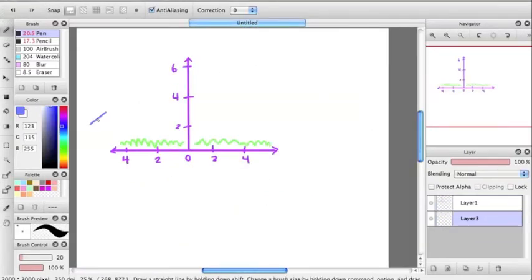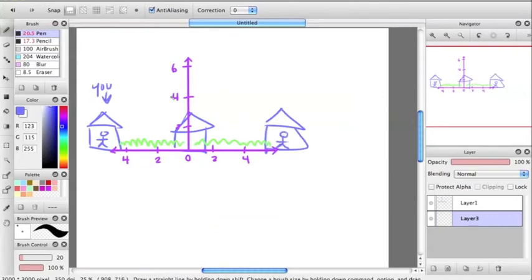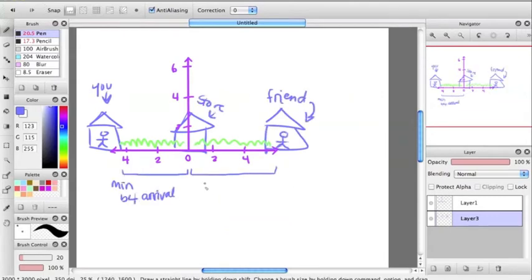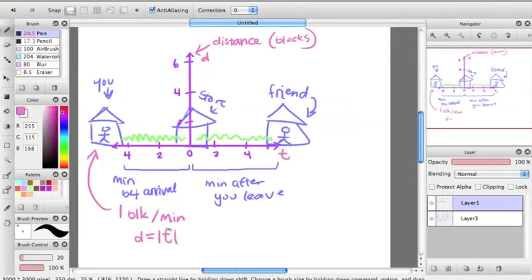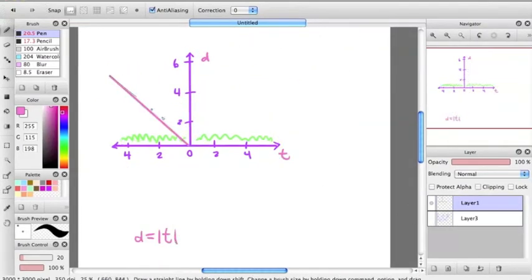Let's apply this to the real world. Let's say there's you, a store, and your friend's house, and you want to walk to your friend's house. These are the minutes before you pass the store, and these are the minutes after you pass the store. The y-axis represents the distance in blocks. You walk at 1 block per minute, pretty fast. If you graph it, it looks like this: d = |t|.